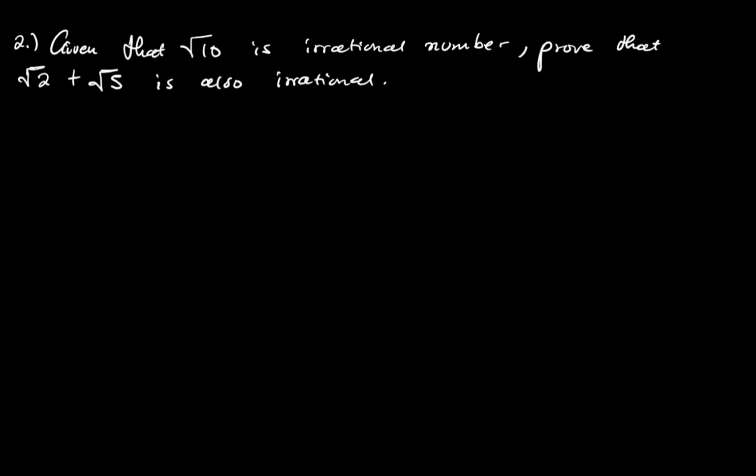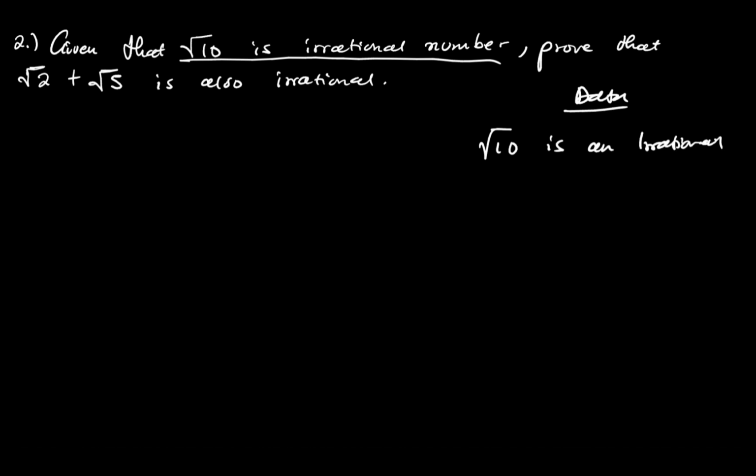It says that given that root 10 is an irrational number, prove that root 2 plus root 5 is also irrational. Now let's hold the thought that root 10 is an irrational number. So we know that by data that root 10 is an irrational number. Don't forget that. It's an irrational number. So now we know that if we're trying to prove something, in this case we've been told to prove that root 2 plus root 5 is also irrational. So we say method of contradiction.